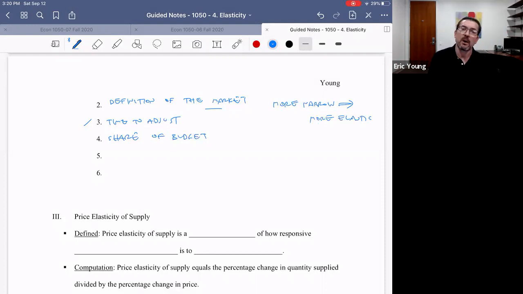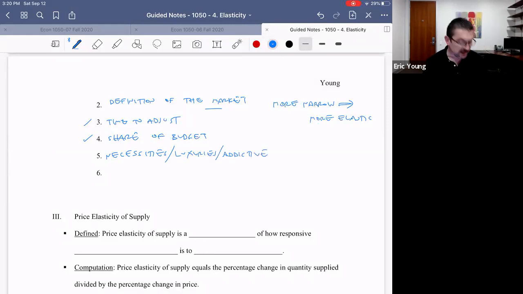But if the price of a house doubles, or if the price of your rent doubles, that's going to cost you thousands of extra dollars a month. And that's going to have an impact on you. And you're going to be much more critical and much more responsive to that price change. So again, for share of budget, we believe that the more expensive an item is, the more price elastic it will be.